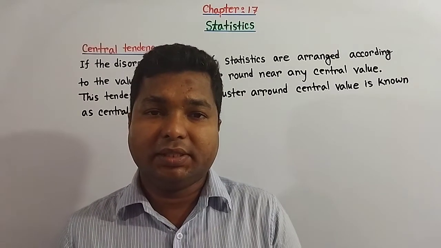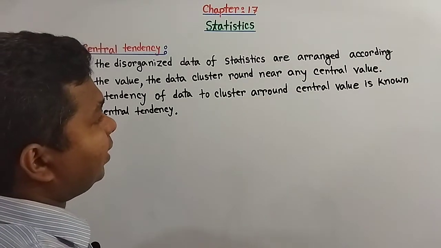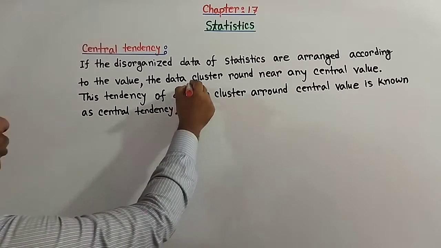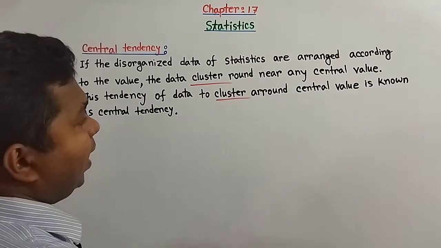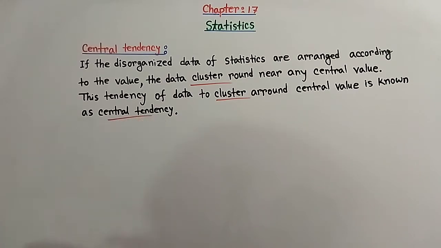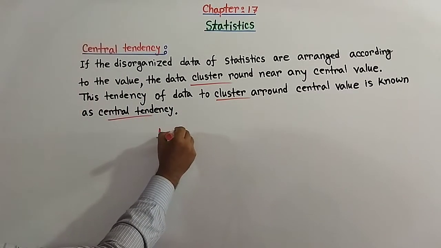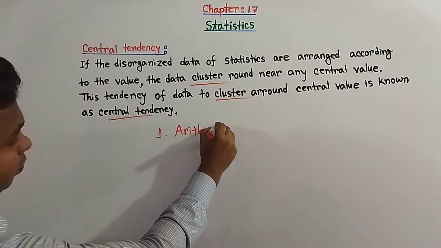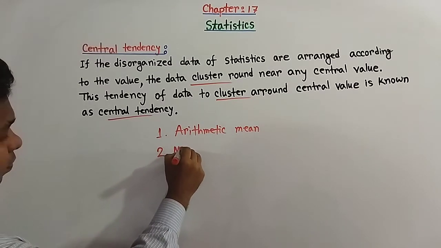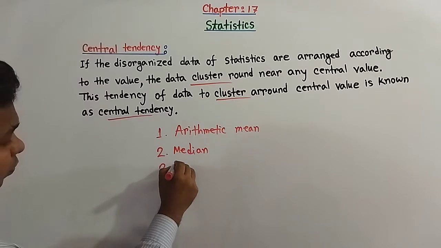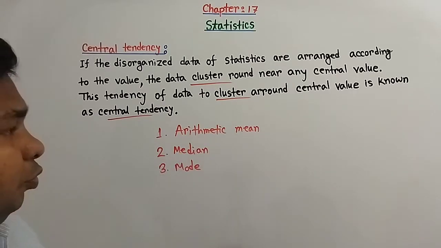Now, our next topic, central tendency. If the disorganized data of statistics are arranged according to value, the data cluster near the central value. This tendency of data to cluster around a central value is known as central tendency. Generally, there are three types of central tendency: arithmetic mean, median, and mode.